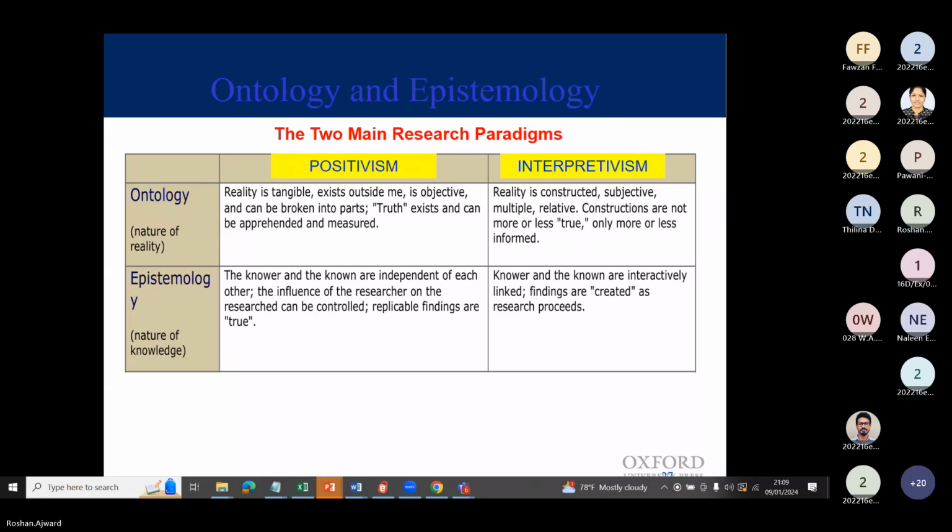Positivism or interpretivism? A medical scientist.